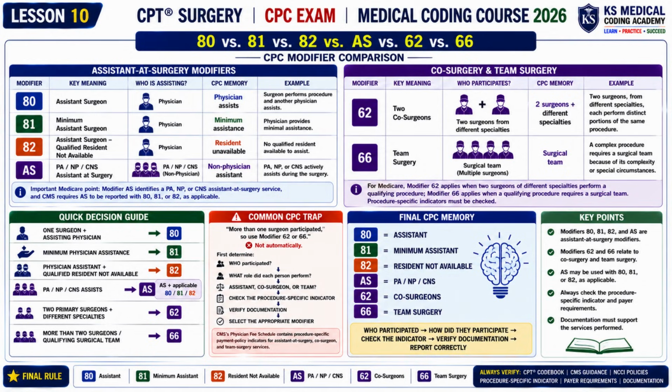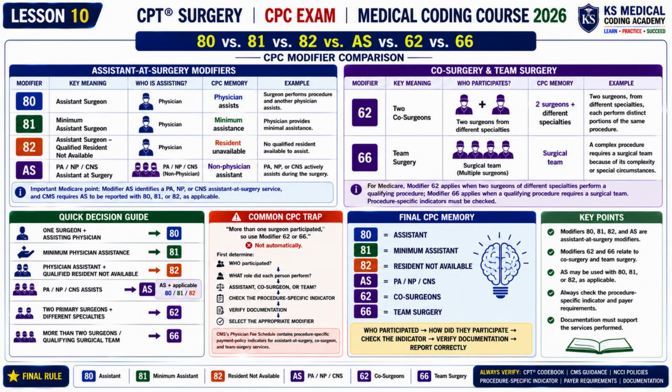Here's an important CPC exam trap. More than one surgeon participated, so use modifier 62 or 66. That's not automatically correct. The first question should always be, who participated? Then, what role did each person perform? Was it an assistant, co-surgeon, or surgical team? After that, check the procedure-specific indicator, verify the documentation, and select the appropriate modifier. Here's your quick memory. 80 equals assistant.